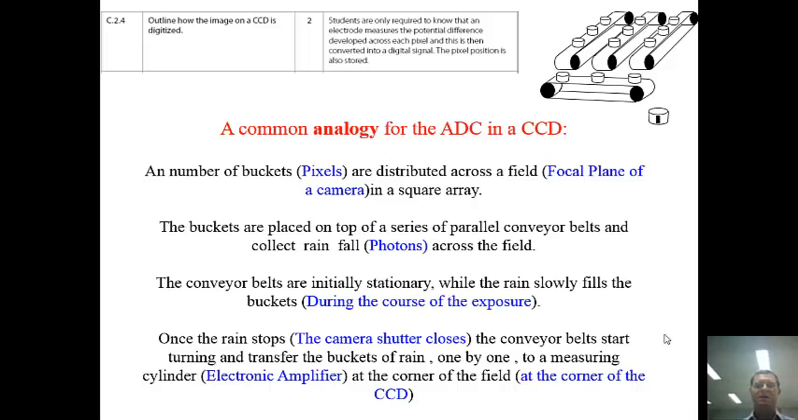So what happens is the conveyor belts start turning and transferring buckets of rain one by one into a measuring cylinder. And this is the electronic amplifier at the corner of the field, at the corner of the CCD. So what we're doing for every single pixel, we're finding out exactly how much charge was captured. And remember, that charge relates to how many photons fell on that one point. Let me take you through some steps.